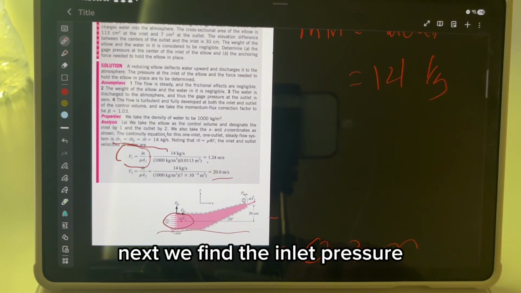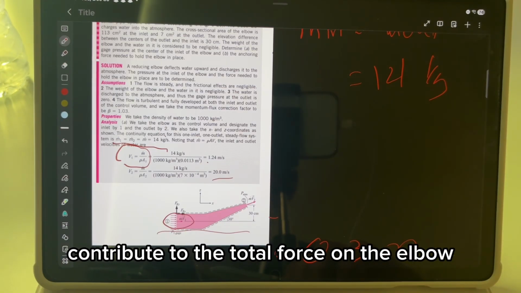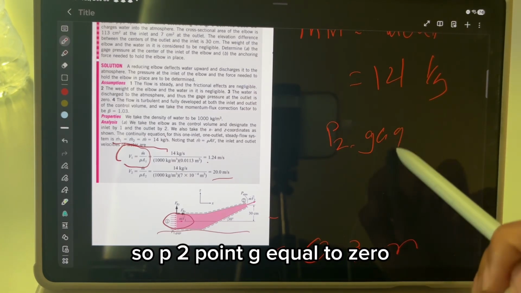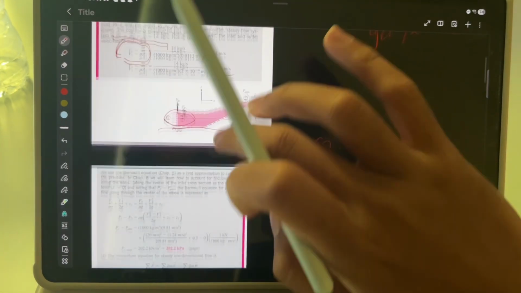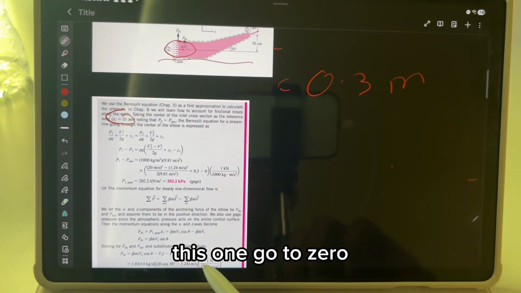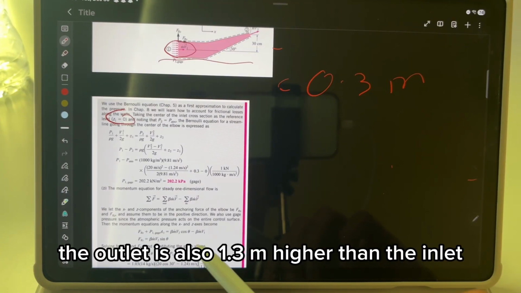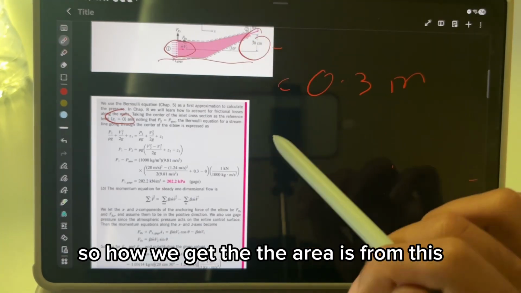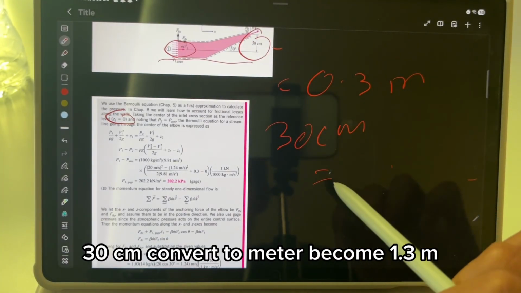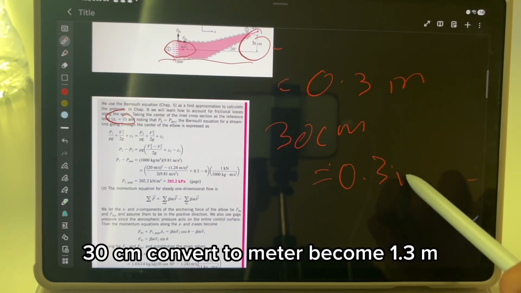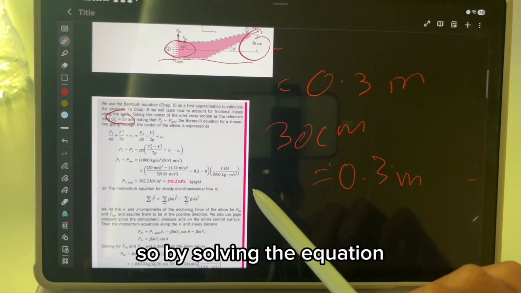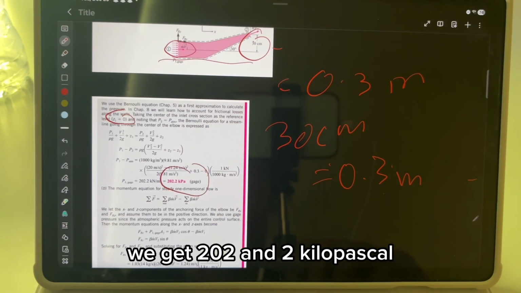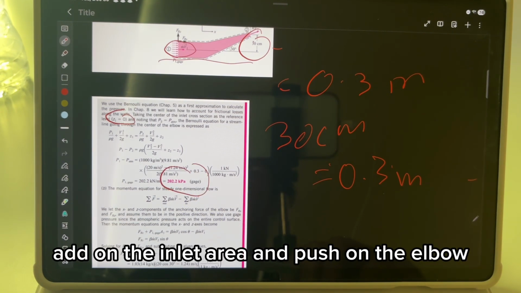Next, we find the inlet pressure, because the pressure force contributes to the total force on the elbow. The outlet is open to the atmosphere, so P2 gauge equals 0. The outlet is also 1.3 meters higher than the inlet, which we get from this 130 cm converted to meters. By solving the equation, we get 202.2 kilopascals. This pressure acts on the inlet area and pushes on the elbow.